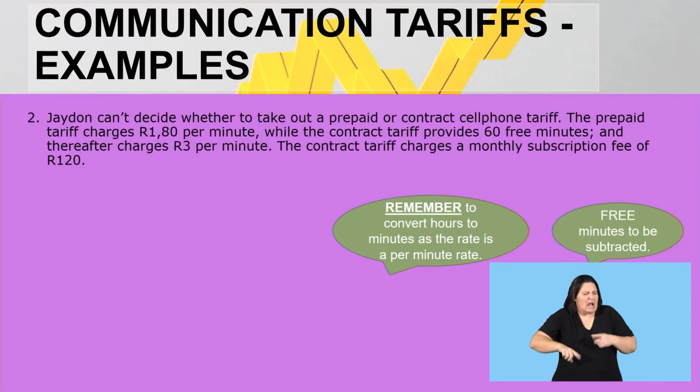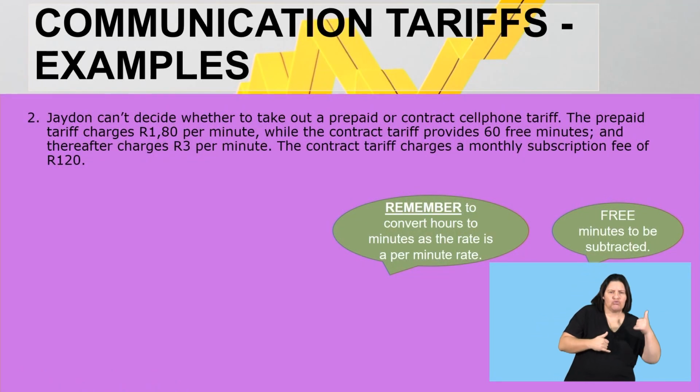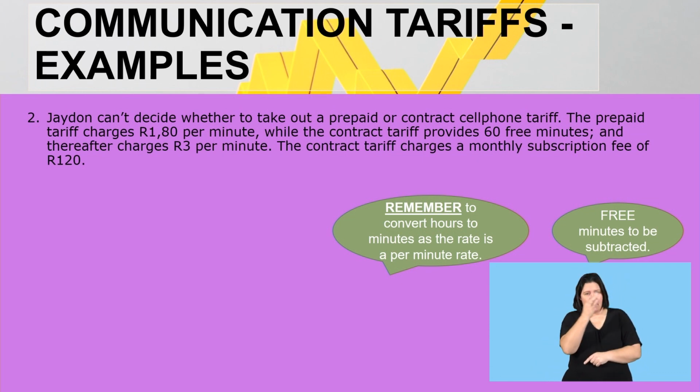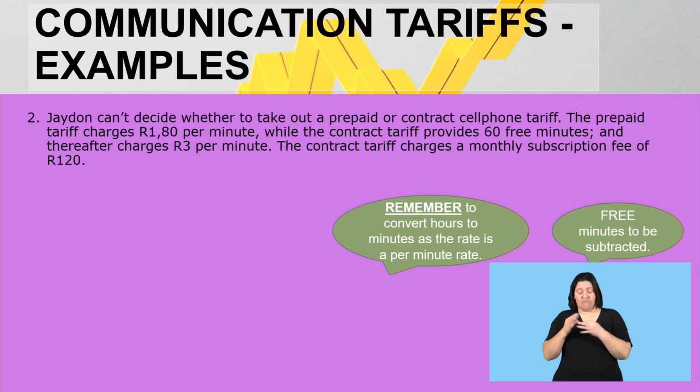Okay, so let's look at another one. In this case, Jaden can't decide whether to take out a prepaid or a contract cell phone tariff. The prepaid tariff charges 180 per minute, while the contract tariff provides 63 minutes, first of all, and thereafter charges 3 Rand per minute. The contract tariff charges a monthly subscription fee of 120 Rand as well. I gave you two little notes here. Remember to convert hours to minutes, as the rate is a per minute rate, and also 3 minutes must be subtracted.